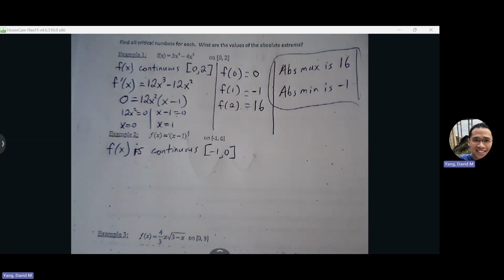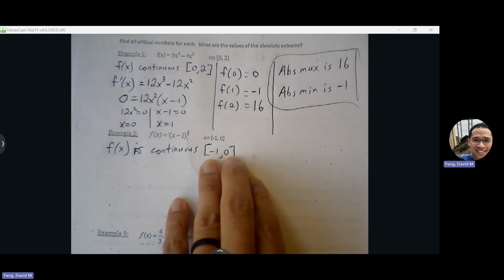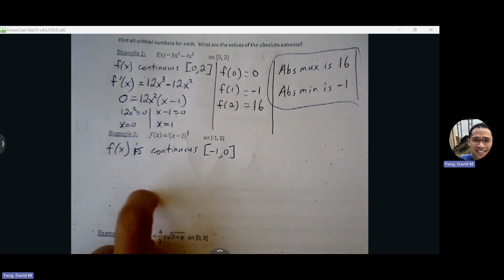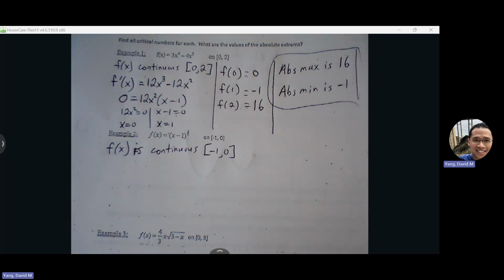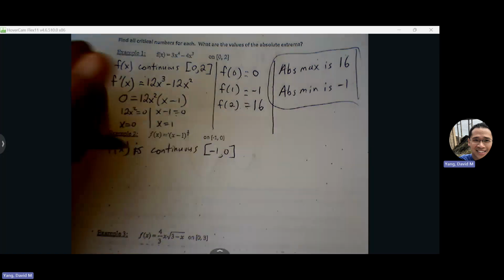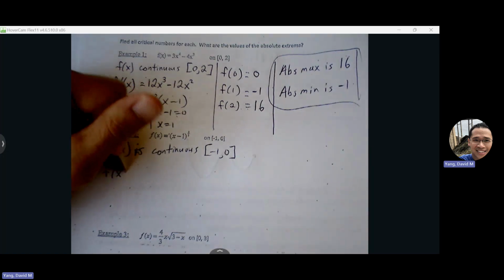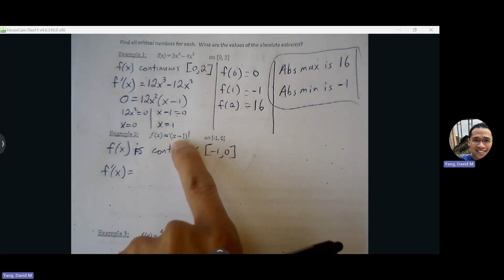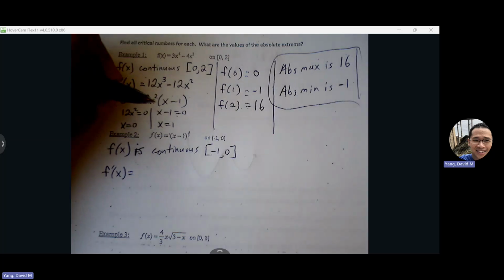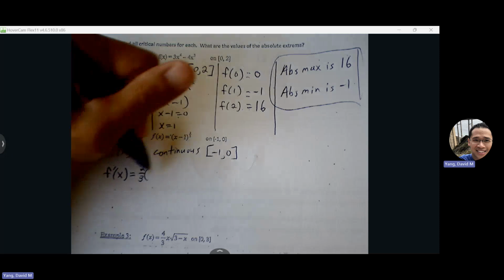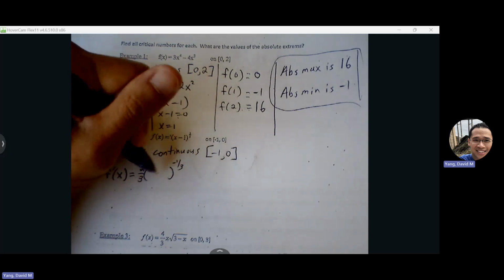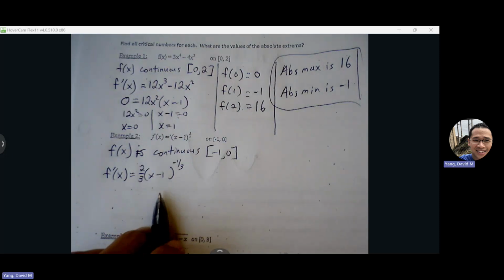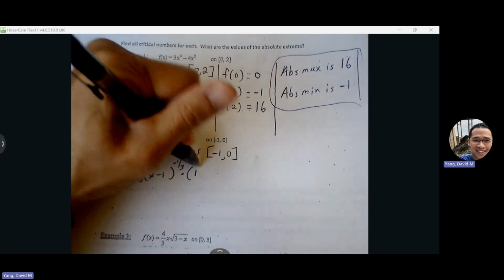You're always going to be testing your endpoints with the original function. So you know you already have automatically 2 candidates. And then we are looking for additional candidates from f prime to see if there's any other candidates that land inside the interval. So we want to find f prime. So what rule do we have to go through in this case if we want to find the derivative? Chain rule. Okay, so sorry, that's a 2/3 there. So bring down the 2/3, keep the parentheses, subtract 1 from the exponent. That's the outside derivative. Then multiply by the inside derivative.